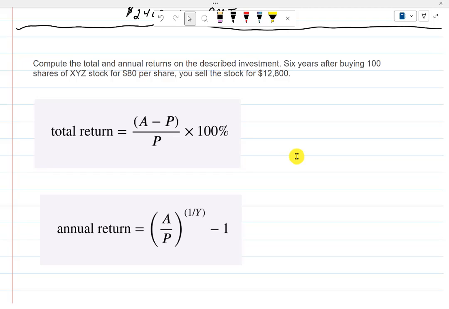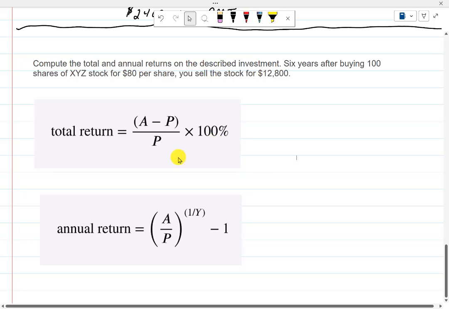When you are planning for your retirement, chances are you're going to be looking at different stock portfolios that you might be purchasing. These are two formulas that we use, and it gives us a way of telling how well our investments have done. Let's look at the total return as this formula here. A is the amount that you have after it has accumulated value. P is, of course, the amount that you put in originally. So here was $80 per share, and we bought 100 shares of it. So they paid $8,000 originally for it.